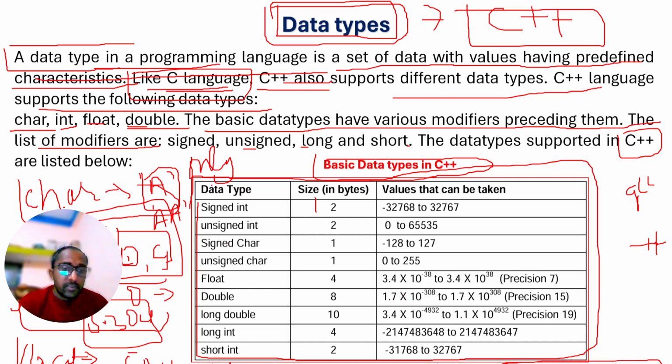Signed int contains 2 bytes. Signed means both negative and positive. Unsigned means it contains only positive values. Signed character is positive and negative. Unsigned character is positive only. Float contains 4 bytes. Double is 8 bytes. Long double is 10 bytes. Then long int and short int.